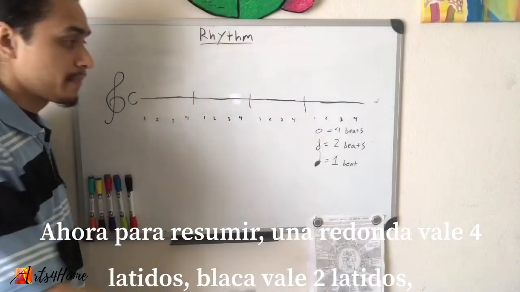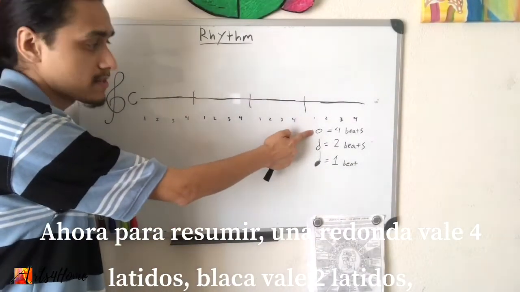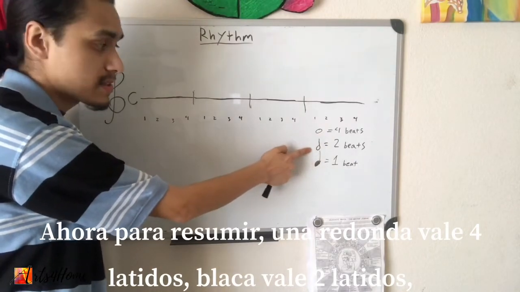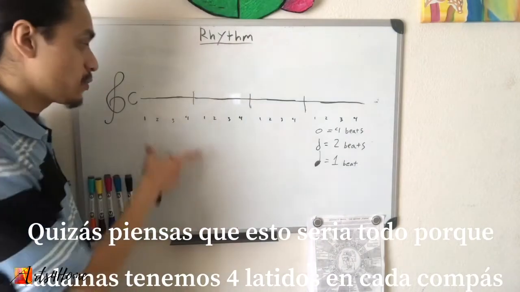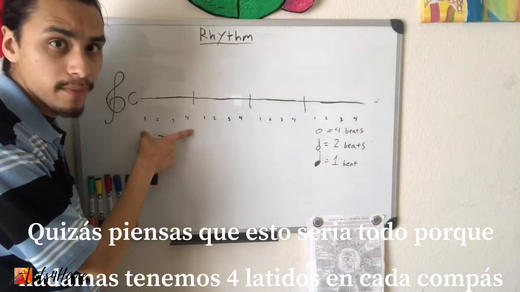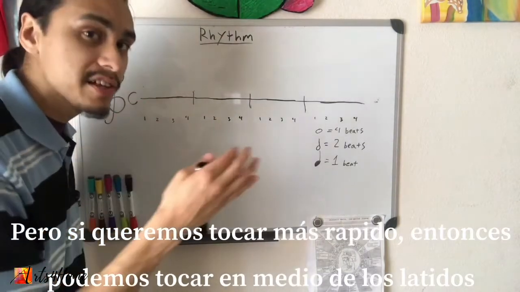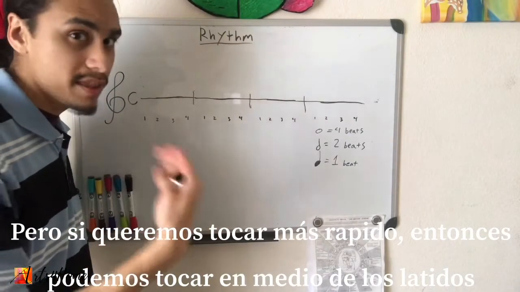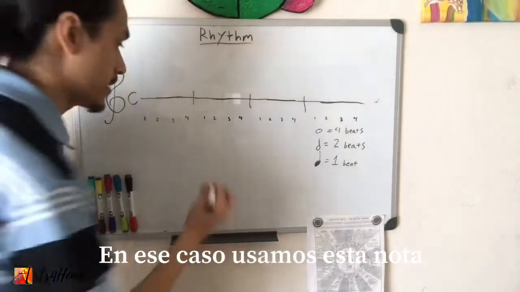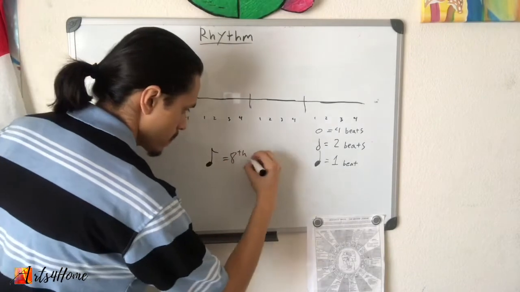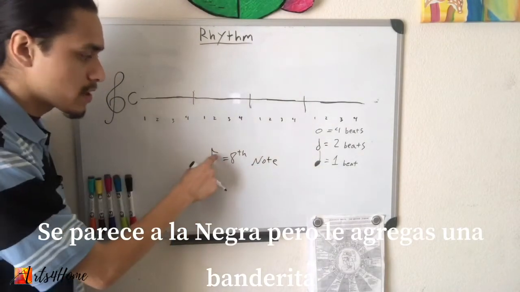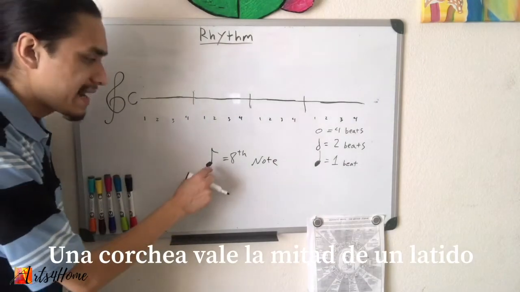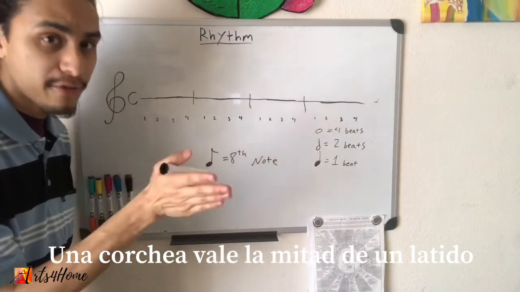Now just to recap, a whole note is worth 4 beats, half note is worth 2 beats, and a quarter note is worth 1 beat. You might think that's where it stops since we only have 4 beats to work with. But if we want to play even faster, then we can play in between the beats, okay? That's where this note comes in. This is called an eighth note. It looks just like a quarter note, except you draw a little flag at the top, okay? An eighth note is worth half a beat, okay?